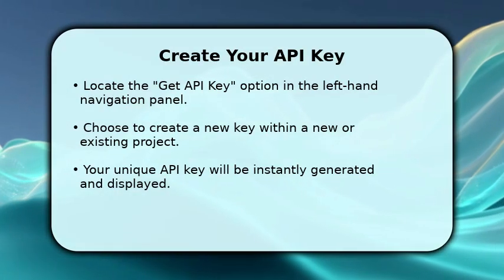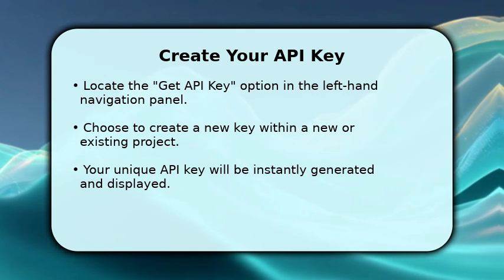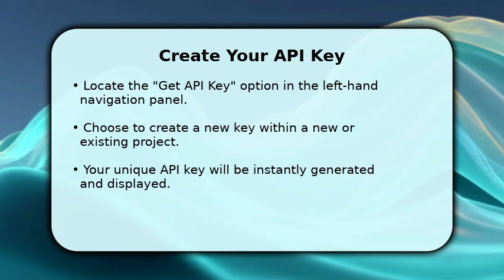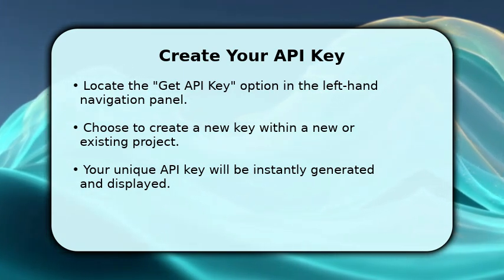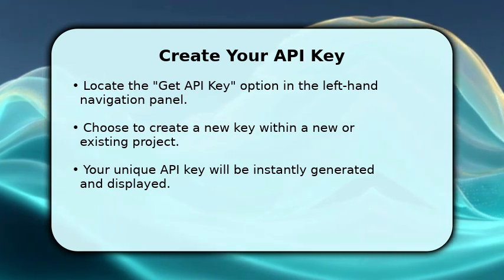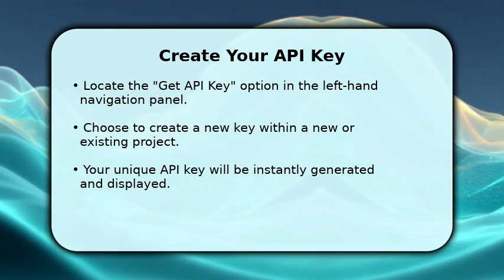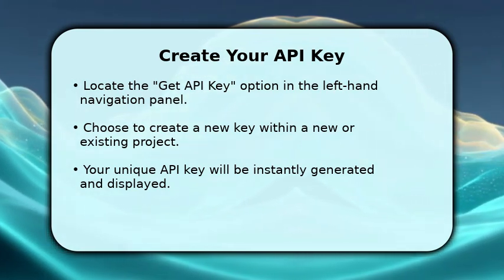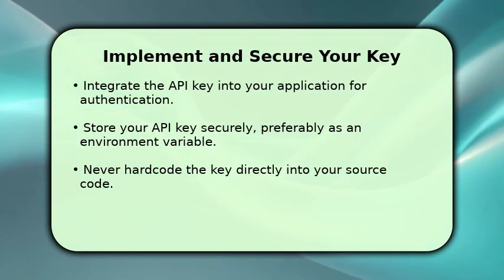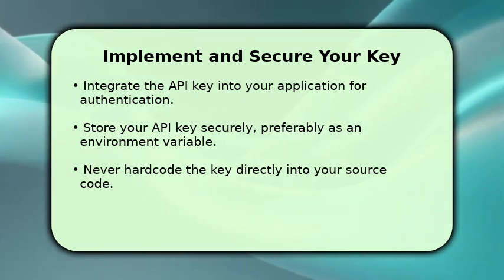Once inside Google AI Studio, look for the Get API Key button, usually found on the left sidebar. Clicking this will take you to the API Key Management interface. You'll then have the option to create a new key, either in a new Google Cloud project or an existing one. After making your selection, your unique API key will be generated immediately. Copy it carefully.